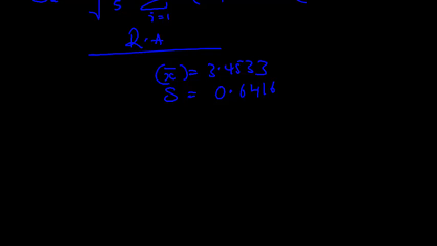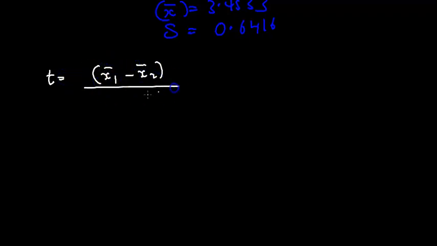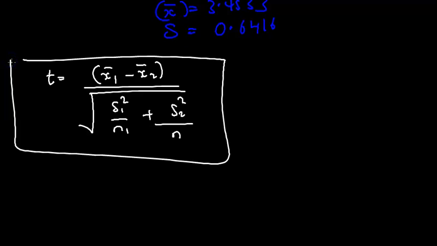What is the formula for calculating the t-statistic? The t-statistic is denoted by t, which is going to be x bar 1 minus x bar 2, divided by the square root of s1 squared divided by n1 plus s2 squared divided by n2. This is the formula for calculating the t-statistic. So notice that our n1 is simply the sample size, which we know is 7. And our n2 is the sample size for the rheumatoid.